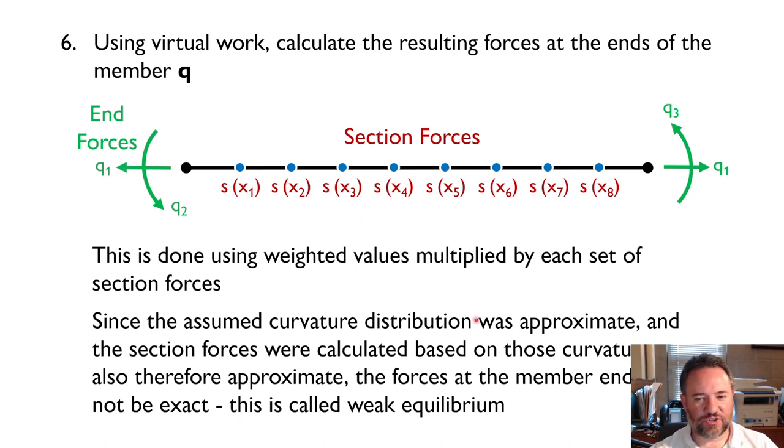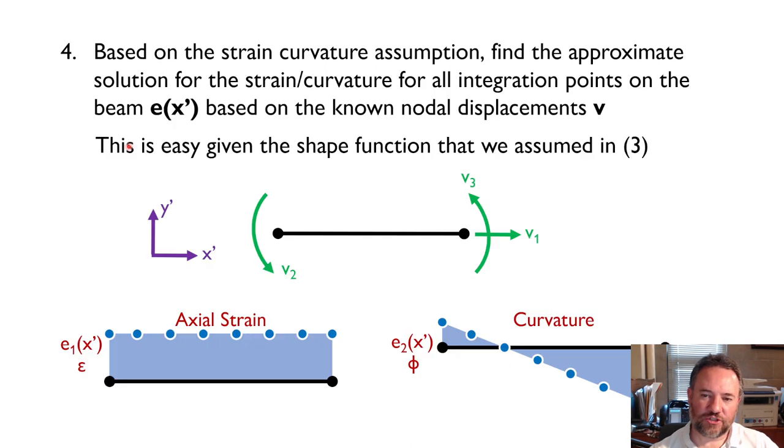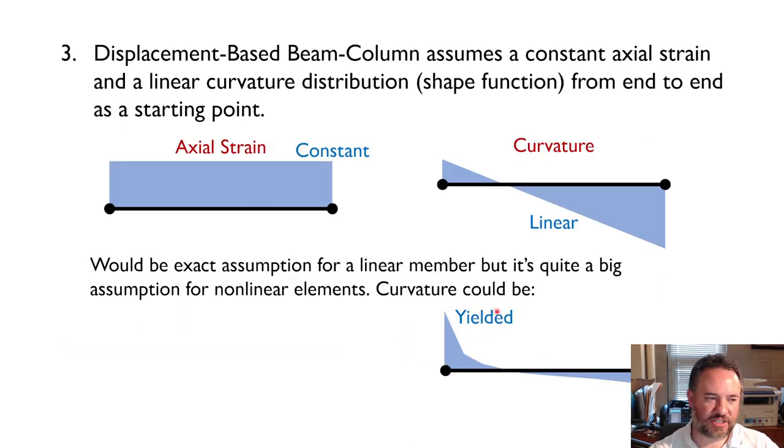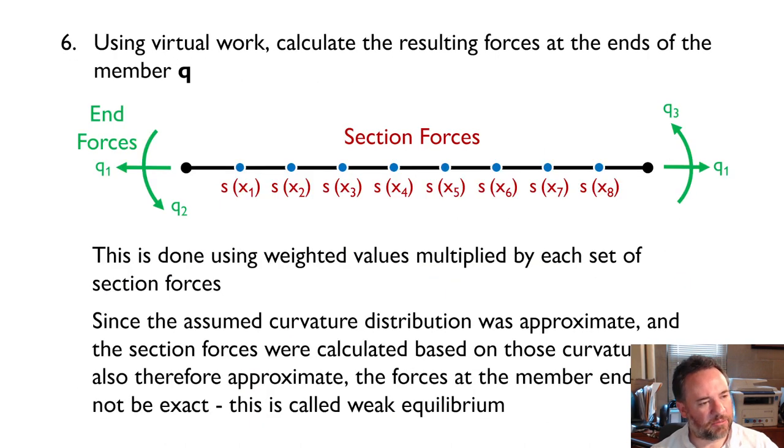Since the assumed curvature distribution was approximate, and the section forces were calculated based on those approximate curvatures, these forces are also approximate. So the forces at the member ends won't be exact, which means that this is weak equilibrium. Since I had a curvature distribution that probably didn't match my true curvature distribution very well, I'm not guaranteed that my equilibrium is actually working out properly. So that's why this ends up being an approximate solution.